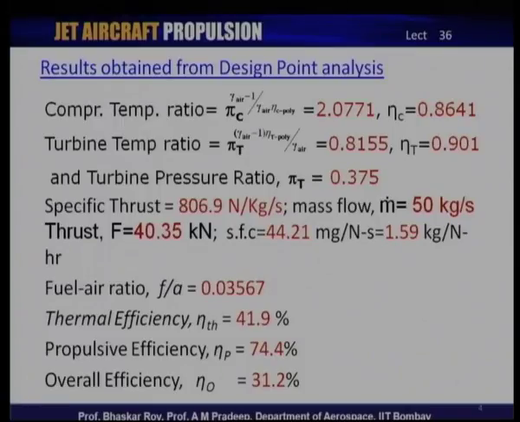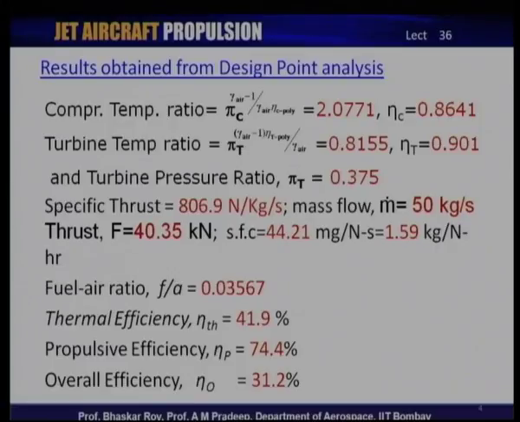The corresponding SFC would be 44.21 milligrams per newtons per second, which can also be expressed in terms of kilograms per Newton hour. The corresponding fuel air ratio, F by A or F, would be 0.03567, and that is a fuel air ratio that we would be looking at. Thermal efficiency of this engine at the design point would be 41.9%. The propulsive efficiency eta P would be 74.4%, and the corresponding overall efficiency of the engine would be 31.2%.